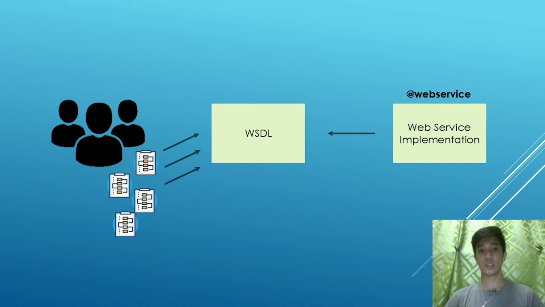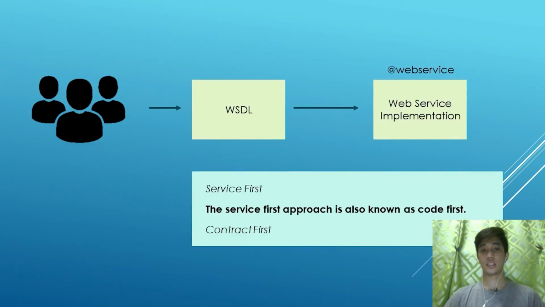So to fix down the WSDL, we want it to be locked or to be fixed. So there's a way to reverse the process. Now, instead of generating the WSDL from our Java class file, we can write the WSDL first.